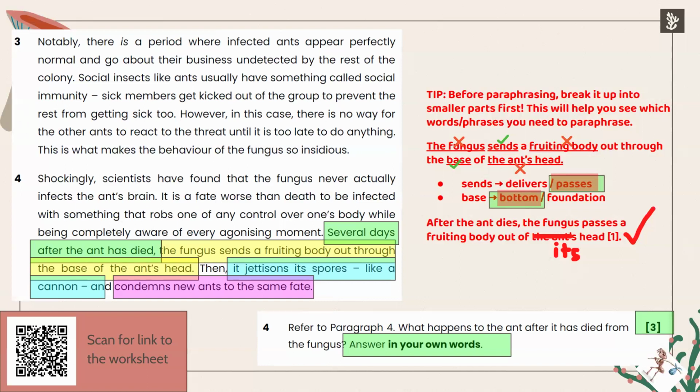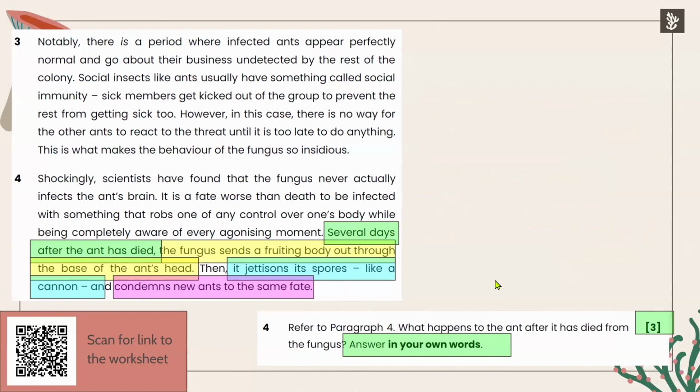All right, so then let me clear the screen. Let's take a look at jettisons. It jettisons its spores like a cannon. Now, if you take a look at like a cannon, do I need to paraphrase this?